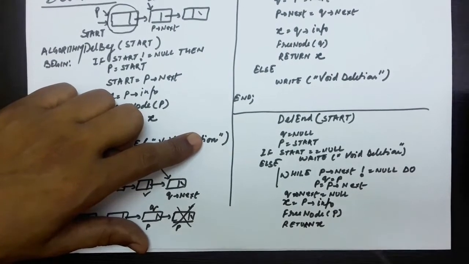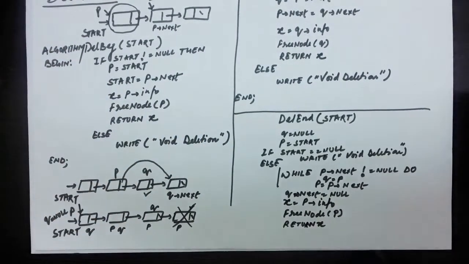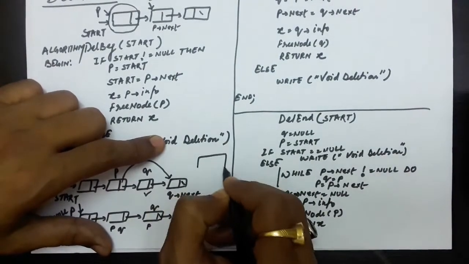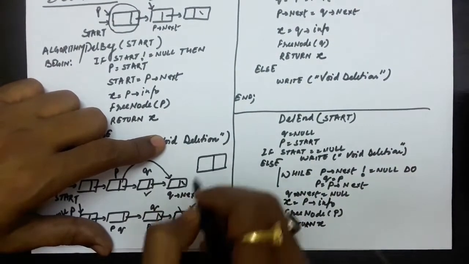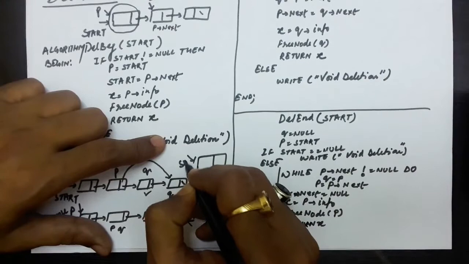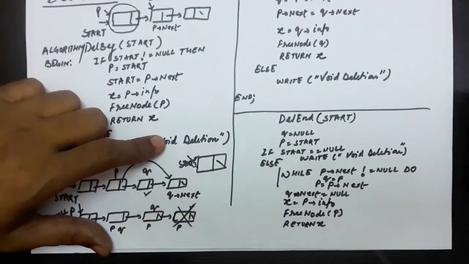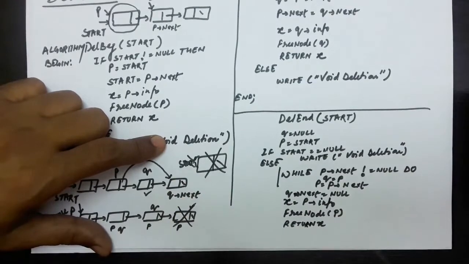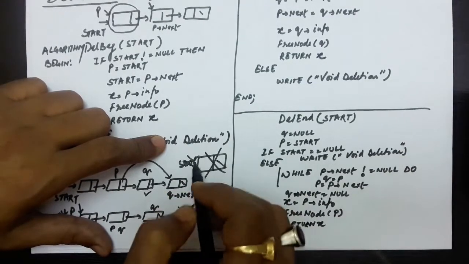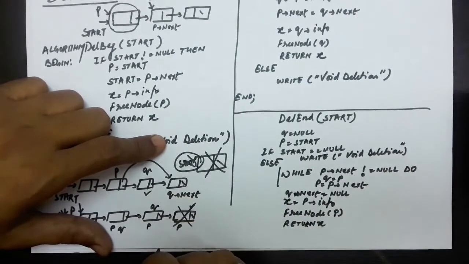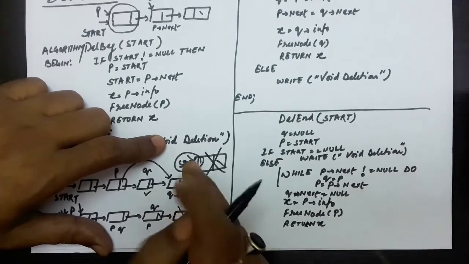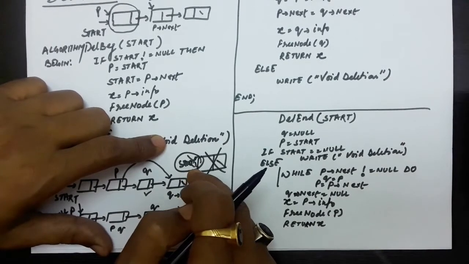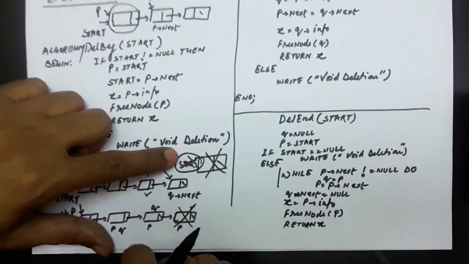Now, there is one more exceptional condition. Let's say the linked list contains only one node. So after the deletion of this node, this is the first node and this is the last node. So after the deletion of this node, start should be set to null.